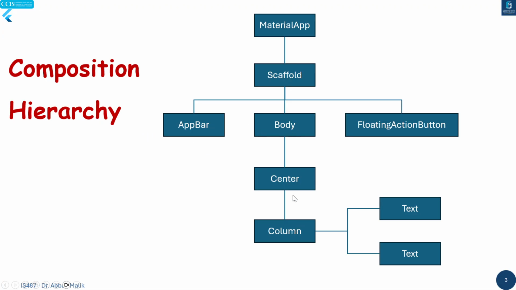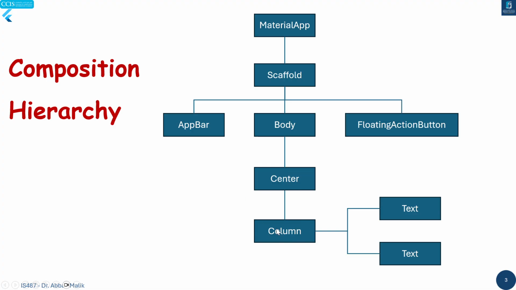And then inside the body, again, we have a center. Inside the center, we have a column. Inside the column, we have the text and text. And if you look at that, the body is a property of the scaffold which we are assigning. So this is center, column. They are the layout components that decide where these two text elements are going to be displayed: in the center of the screen, and they will be displayed on top of each other in a vertical direction. So that is a column.